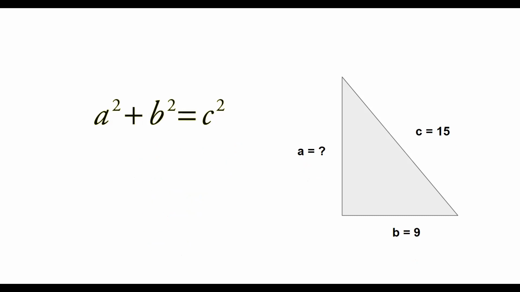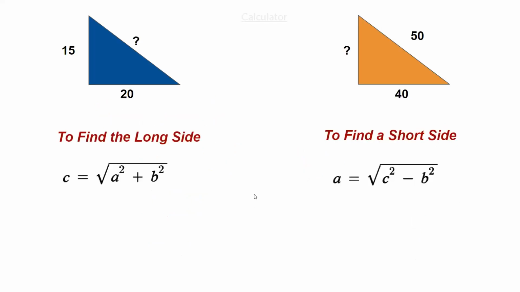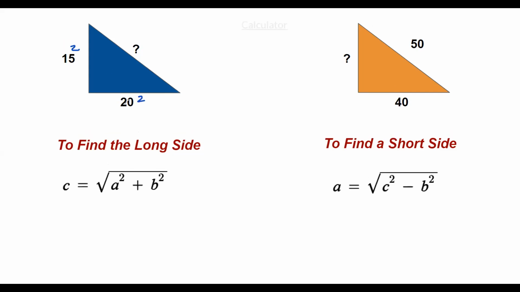All right, let's keep going with a few more examples. So once you've done some of this, you start to realize that you need to take the square root at the end. So why not take a little bit of a shortcut and memorize this formula? When we're trying to find the long side, we are going to take the square root of the sum of the square of the other two sides. So we are going to square 15, and we're going to square 20, and we're going to add those up and take the square root of it.